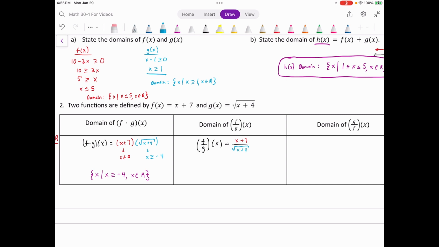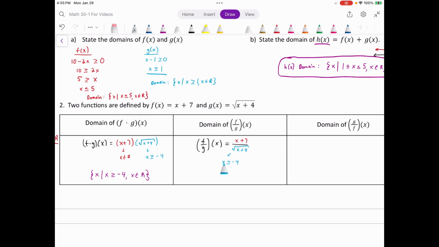Now, just like before, we cannot take the square root of a negative. So we're still going to have that. On its own, we would say x must be greater than or equal to negative 4. But we also cannot have this equal 0, because then I would be dividing by 0. So that's going to change this a bit.